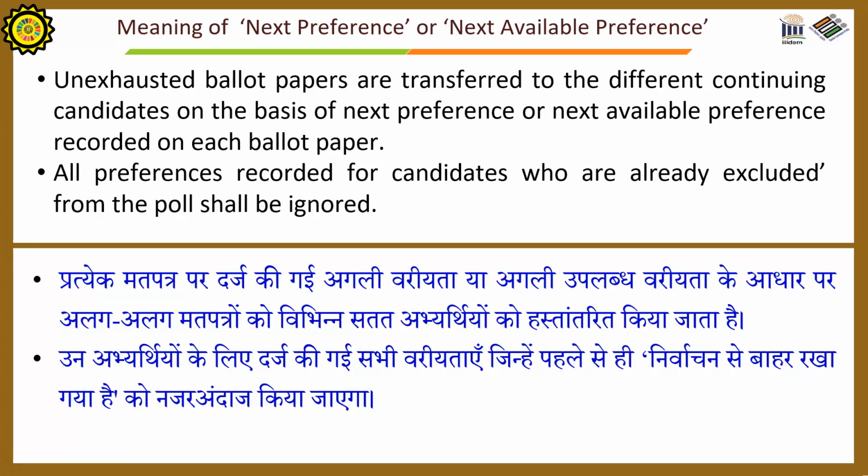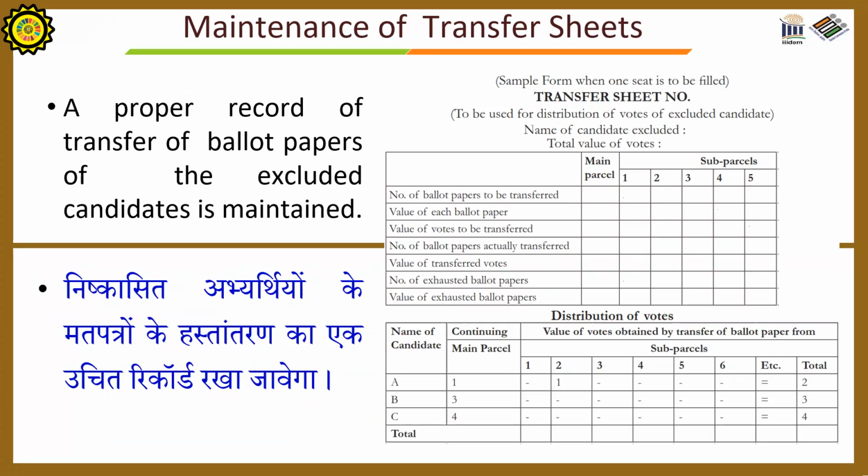Unexhausted ballot papers are transferred to the different continuing candidates on the basis of next preference or next available preference recorded on each ballot paper. All preferences recorded for candidates who are already excluded from the poll shall be ignored. A proper record of the transfer of ballot papers of the excluded candidates is maintained as shown on the screen.